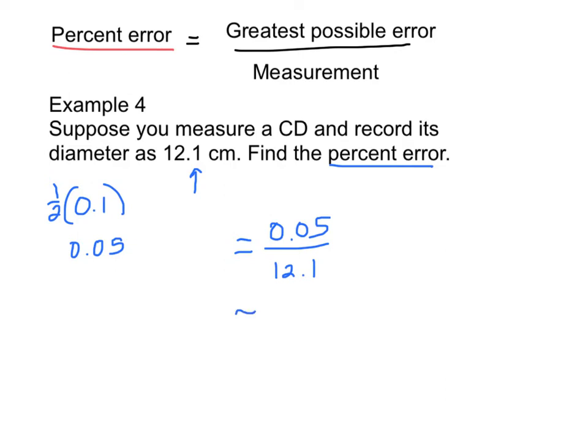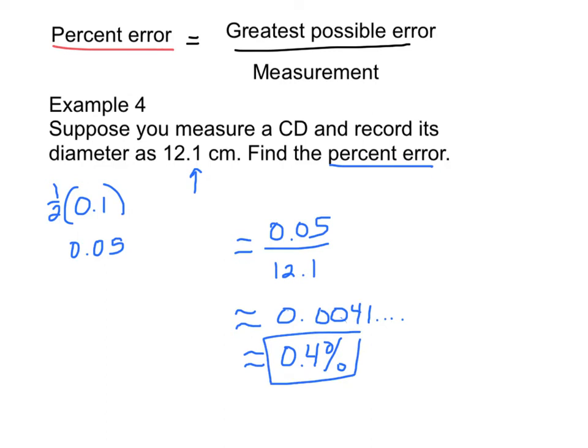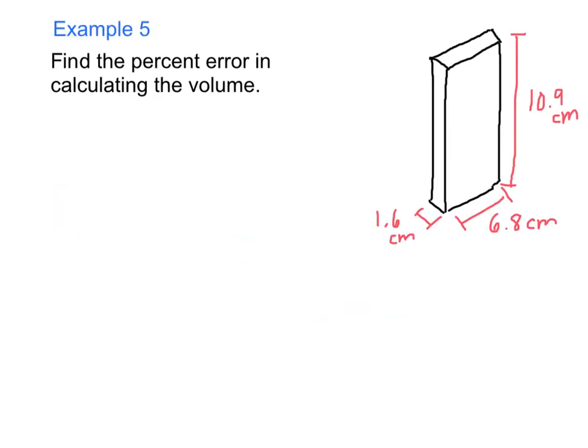If we divide, we get approximately 0.0041 and a whole bunch of other numbers. That's as a decimal. So we have to multiply by 100 to give us an approximate percent. So that would be approximately 0.4%. So the percent error is about 0.4%.